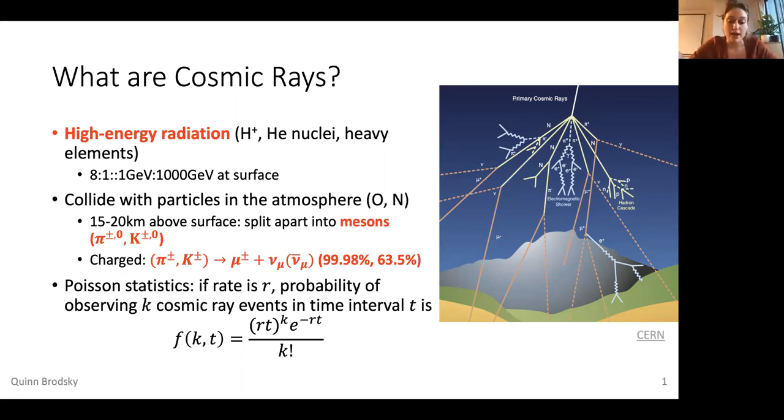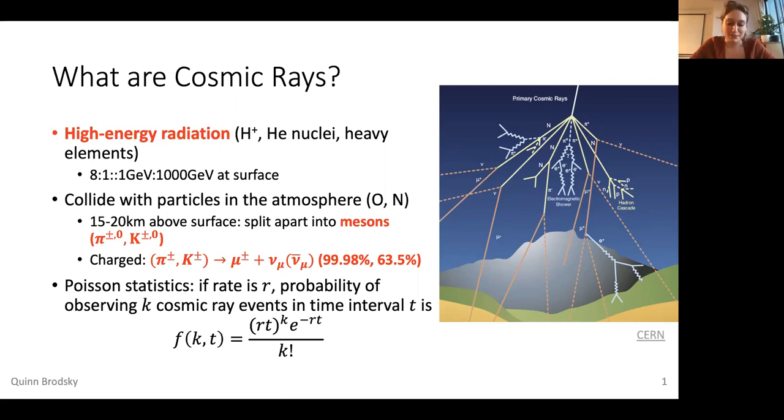And as the cosmic rays collide with the particles in the atmosphere, they split into mesons, which are particles that are made of two quarks. And most commonly, they split into pi mesons or k mesons, which happens around 15 to 20 kilometers above the surface of the Earth. And these mesons can come either neutral or charged. The neutral mesons will interact with gamma rays and be scattered away for the most part. But the charged mesons will have further interactions with more particles in the atmosphere, which causes more splitting into more particles. And this causes a process called a particle shower.